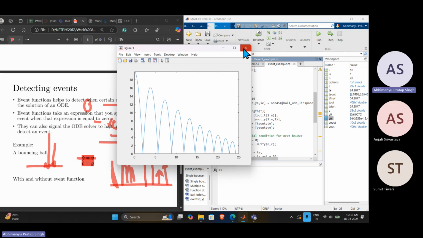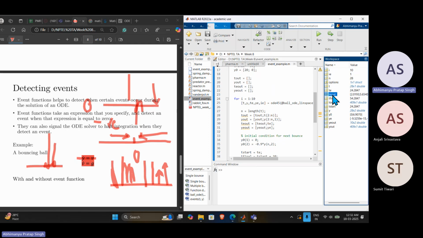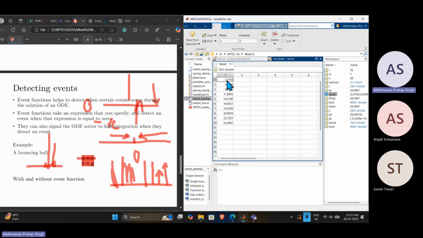Fine. If I see my TE out, yeah. So this is all the time steps when the ball touched the ground. The first is at 2 seconds. Then the next one is happening at 5.65 seconds, then 8.92 seconds, then 11.86 seconds, like that.